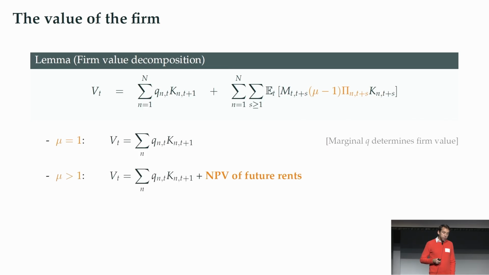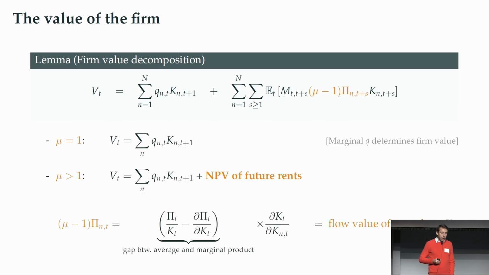When there are rents, though, the second term in that big expression represents the present value of future rents that you earn from each of your types of capital. Now, it turns out in this model, things are additively separable, and so you can characterize the rents from each type of asset separately. If you dig a little into the math, the flow value of the rents for each type of asset is the gap between its average product and its marginal product. So total enterprise value is essentially the value of installed capital plus the flow value of rents from each of these types of assets.